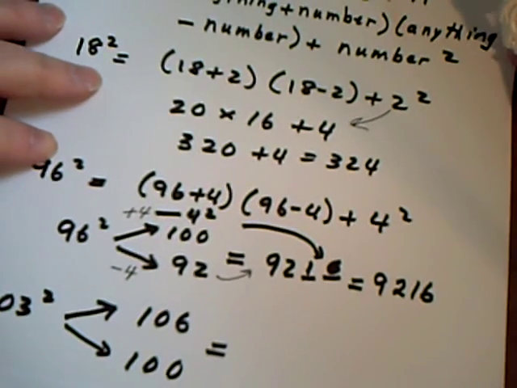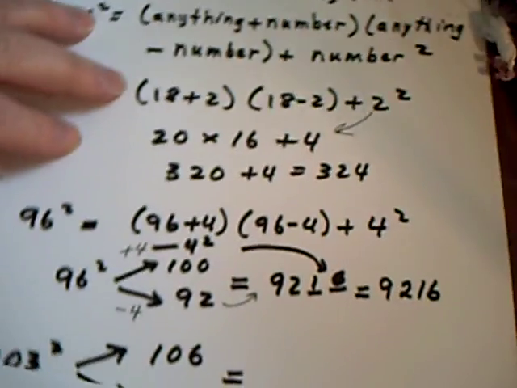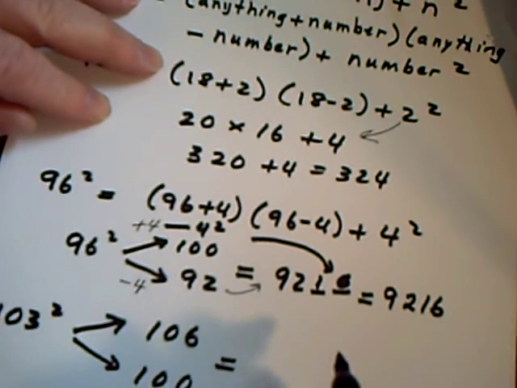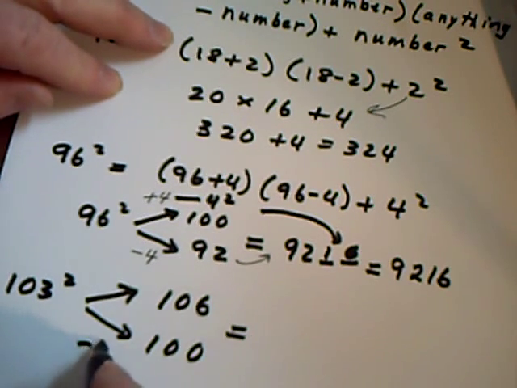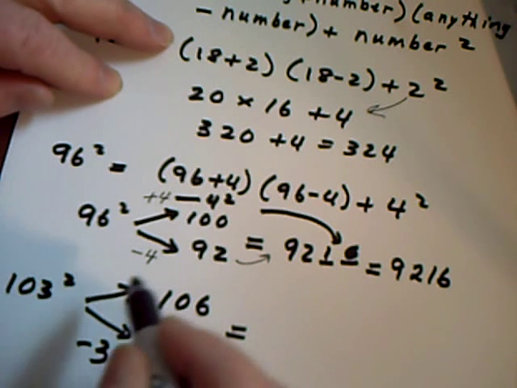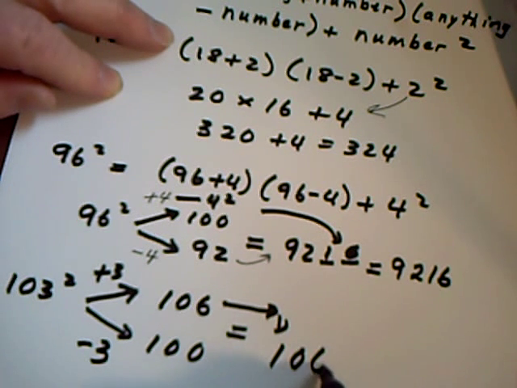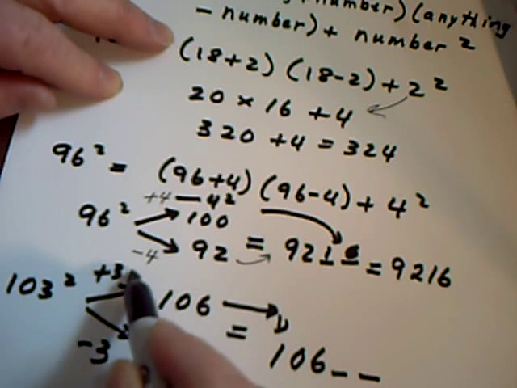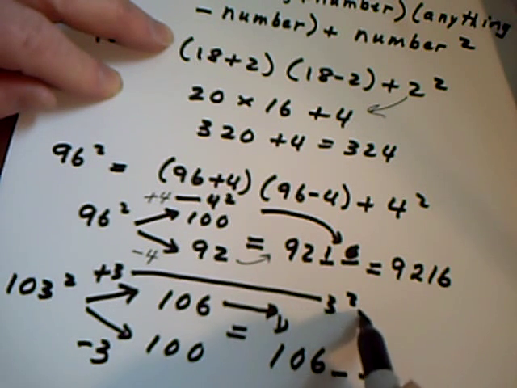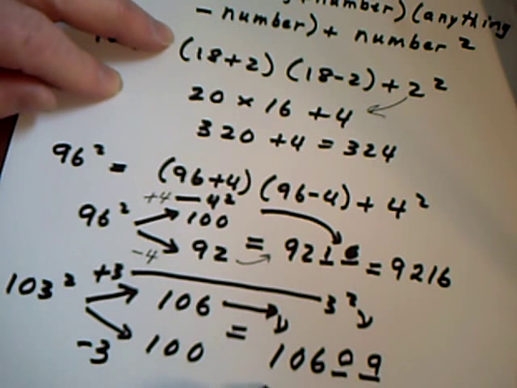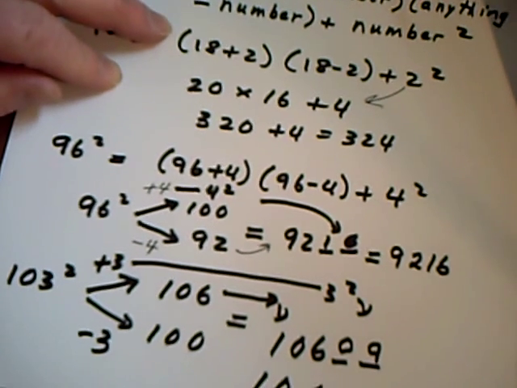Let's try one more. Here's 103 squared. Okay, so I'm always going to try and get to 100. So I go down 3, that gets me to 100. So to balance that up, I must go up 3. That gets me to 106. I take the non-100 number, which is 106, and in the 2 spaces after it, I write in 3 squared, which is 9. So I actually have to put in 09. So the answer is 10,609.